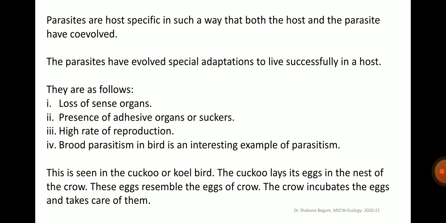They are as follows: loss of sense organs, presence of adhesive organs or suckers, a high rate of reproduction, and exhibiting brood parasitism. For example, in case of birds, this is seen in the cuckoo. The cuckoo lays its eggs in the nest of the crow, and these eggs resemble the eggs of the crow. The crow incubates the eggs and takes care of them.